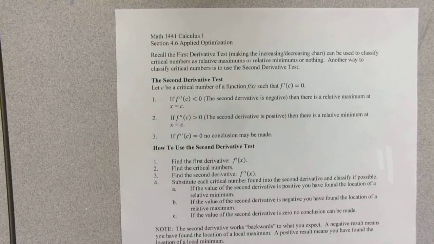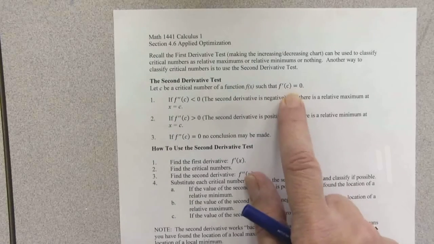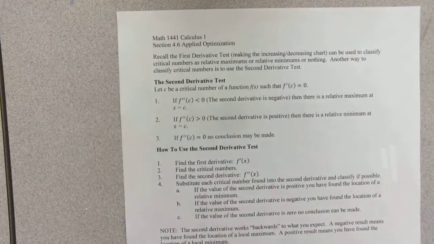Let c be a critical number of a function f of x such that f prime of c equals 0. There's the first drawback to the second derivative test. It isn't going to work on all types of critical numbers. Remember, there are two types of critical numbers: critical numbers that come from when the derivative is 0, and critical numbers that come from when the derivative does not exist. So there's one big drawback about the second derivative test. It doesn't work on all critical numbers.